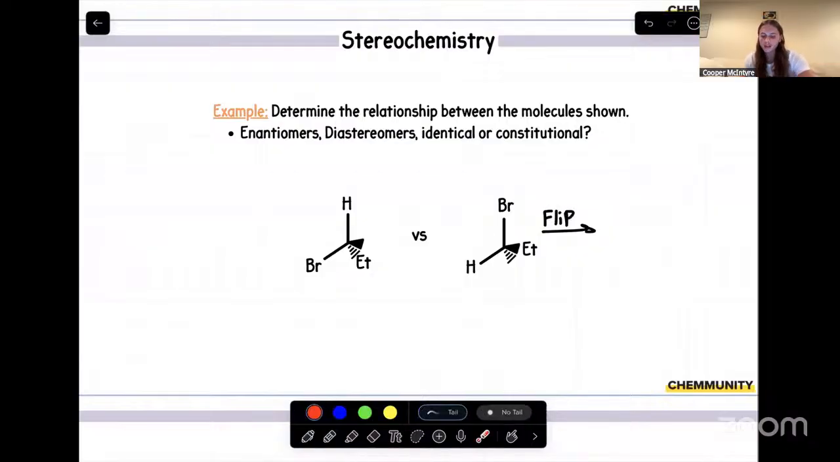All we're doing is flipping it, so we can think of the hydrogen as my thumb pointing down, and then my pinky as the bromine. As we're flipping it, we're moving that hydrogen up and then that bromine down. So we'll show what that looks like. Yet again, the bromine will come down, the hydrogen will come up.